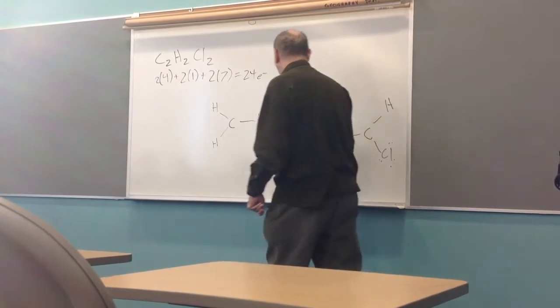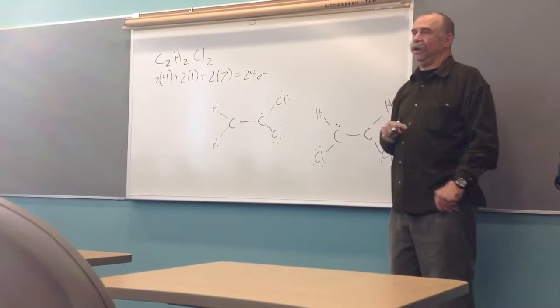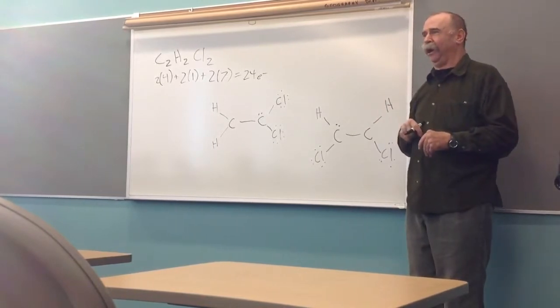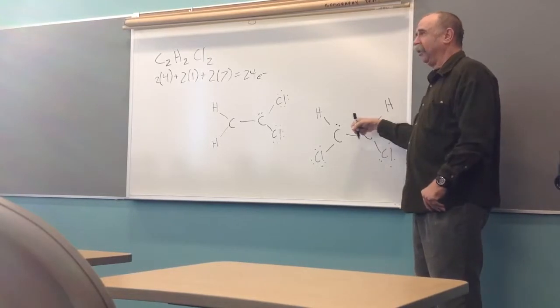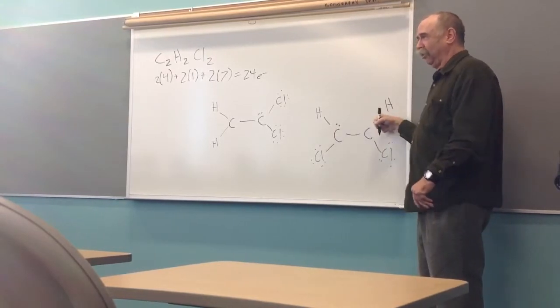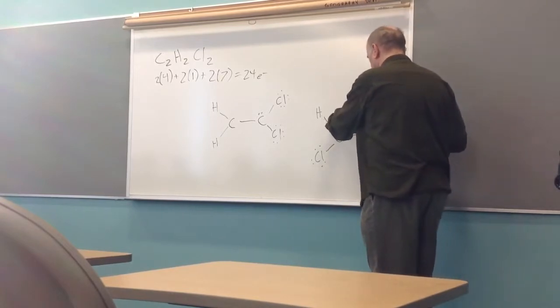Now I need to put one more pair on one carbon or the other, doesn't really matter which. Do I need to put in a double bond there now? This one's only got 6 electrons, this one has 8, so this one's short of the octet. Now I am going to need to do a double bond.